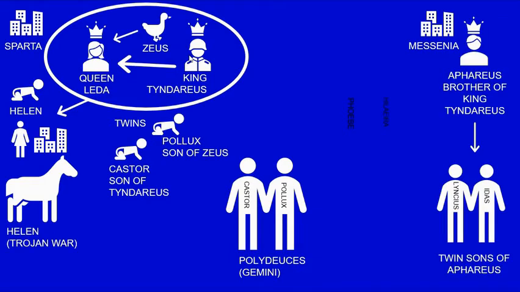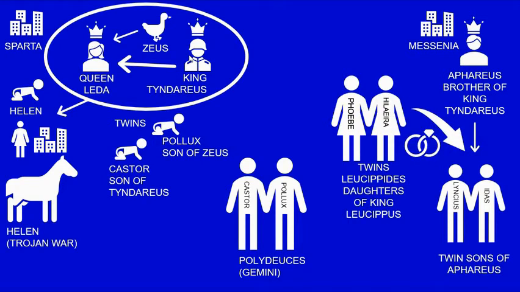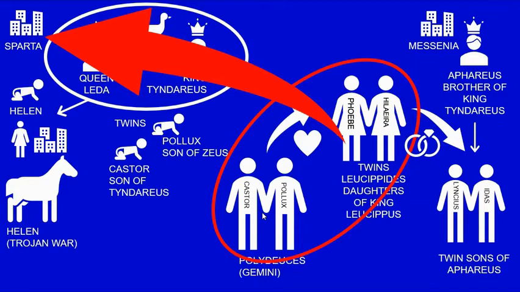All right, over in the other town of Messina, Aphareus was the brother of Tyndareus. Aphareus had a couple of twin sons. And then there was a pair of twin girls who were betrothed to marry the twin sons of Aphareus. These twin girls were the daughters of King Leucippus. So they were all arranged to get married, but the twins of Zeus and Tyndareus, Castor and Pollux, were in love with the twin daughters of Leucippus. And what they did is they kidnapped those daughters and took them away to Sparta and married them and had children with them.